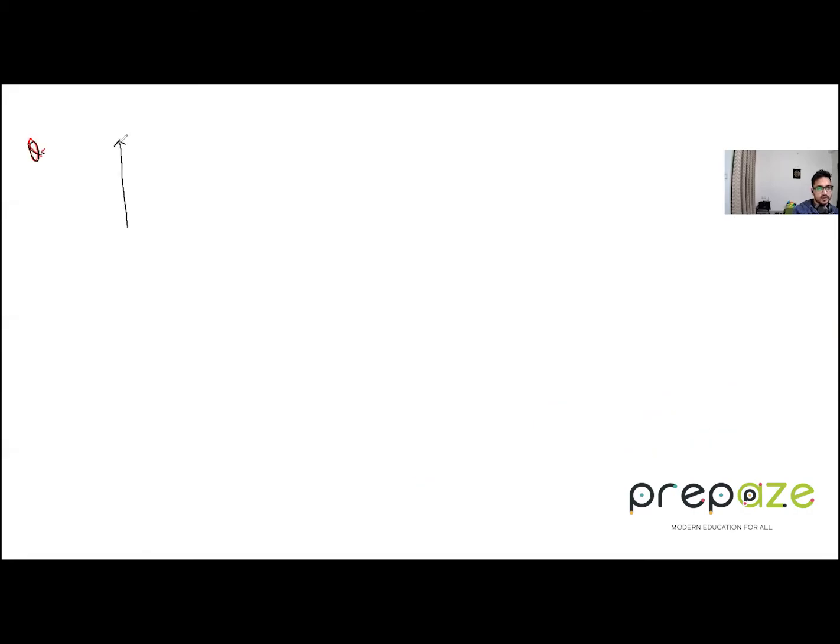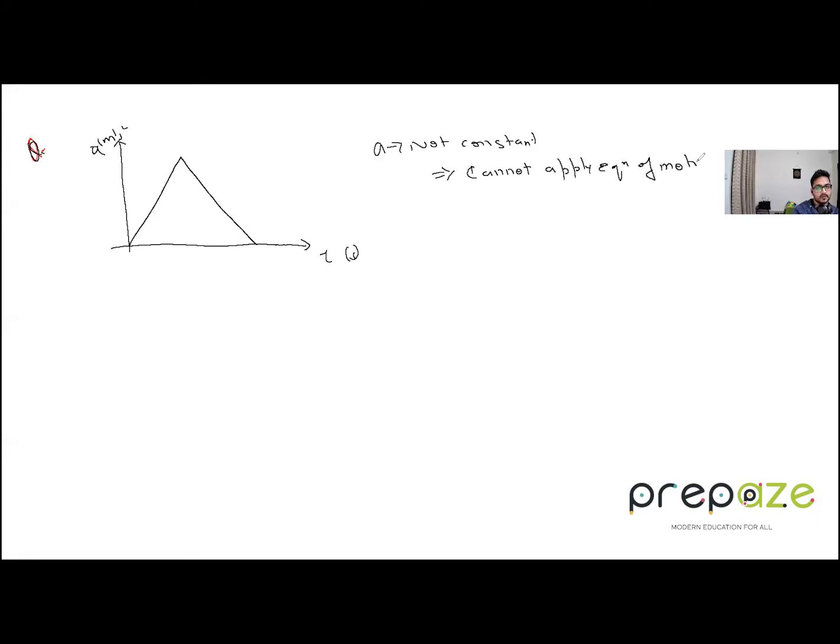Suppose you are given an AT graph. It is acceleration in meter per second square, time is in seconds, and it looks like this. Initially it's going up, then it's going down. First of all, the first thing you should know is that acceleration is not constant, which implies we cannot apply equations of motion. That is the first important point in this.